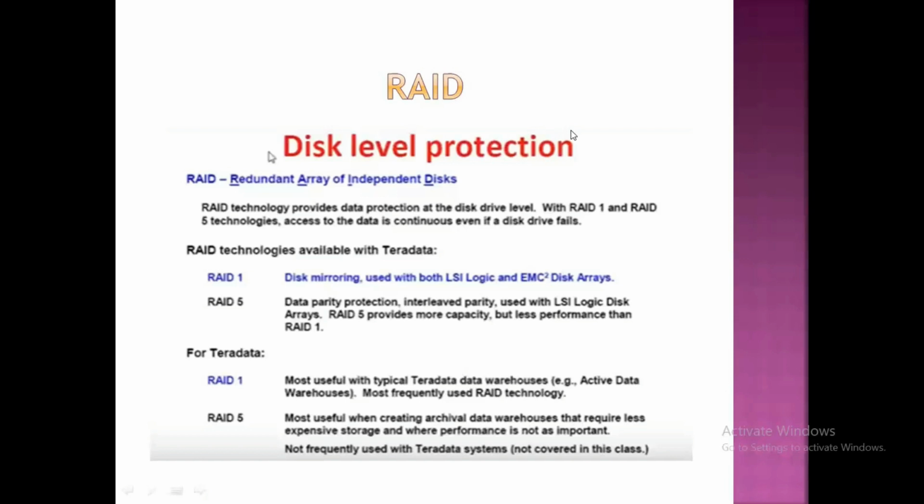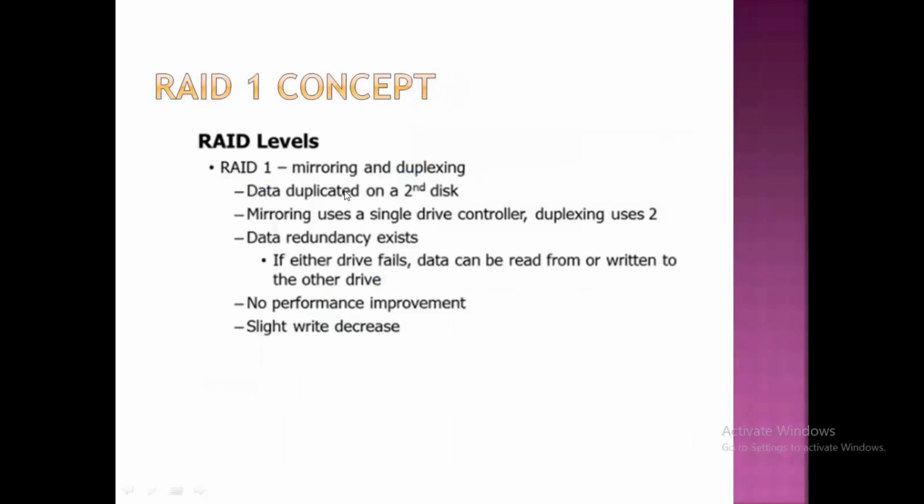So that concept will be RAID 5. But RAID 1 is like all the data will be mirrored out. Mirroring, for example, RAID level. So mirroring and duplexing. The data will be duplicated in the second disk. How will it be?